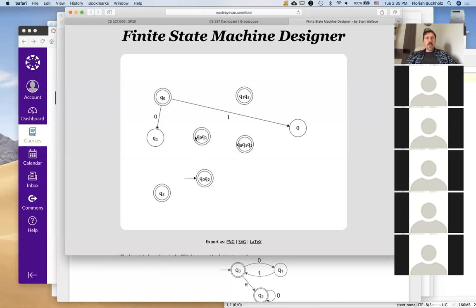So on a 0, we transition to Q1 in this case. If we are in Q0, there is no transition that is labeled with a 1. So we always have to then look at both states, or all the states that are represented here. If we are in Q1, however, there is a 1 transition to Q0.